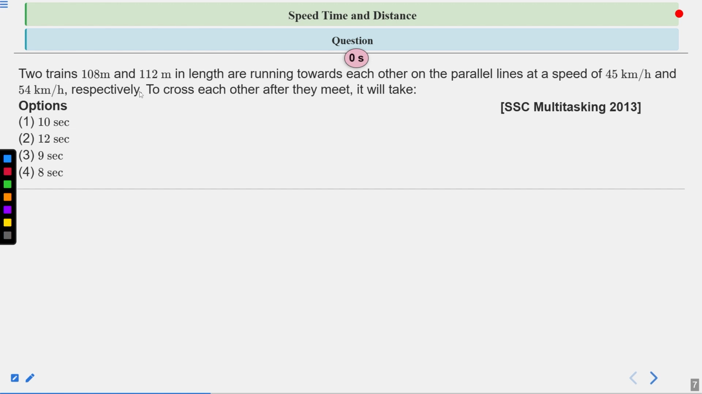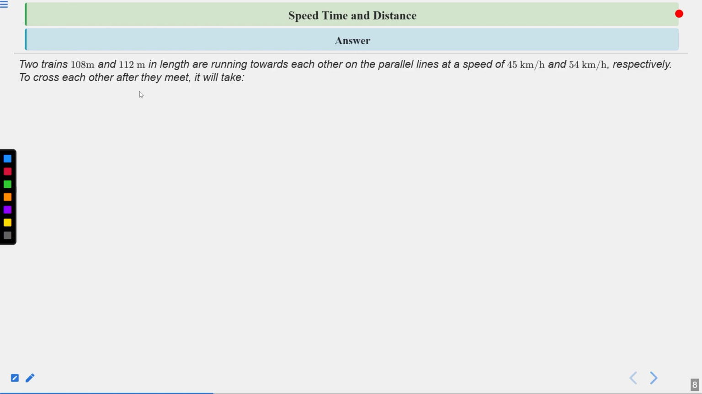Now time's up. Let's see the solution of this question. So the lengths of the trains are given in meters, 108 and 112 meters. And the speeds of the trains are given, which are 45 km per hour and 54 km per hour. So first we need to change the speed into meters per second. Multiplying by 5 by 18, we get the speed in meters per second. And they are running towards each other. It means the relative speed will be added. So the correct answer of this question is the fourth one, which is 8 seconds.